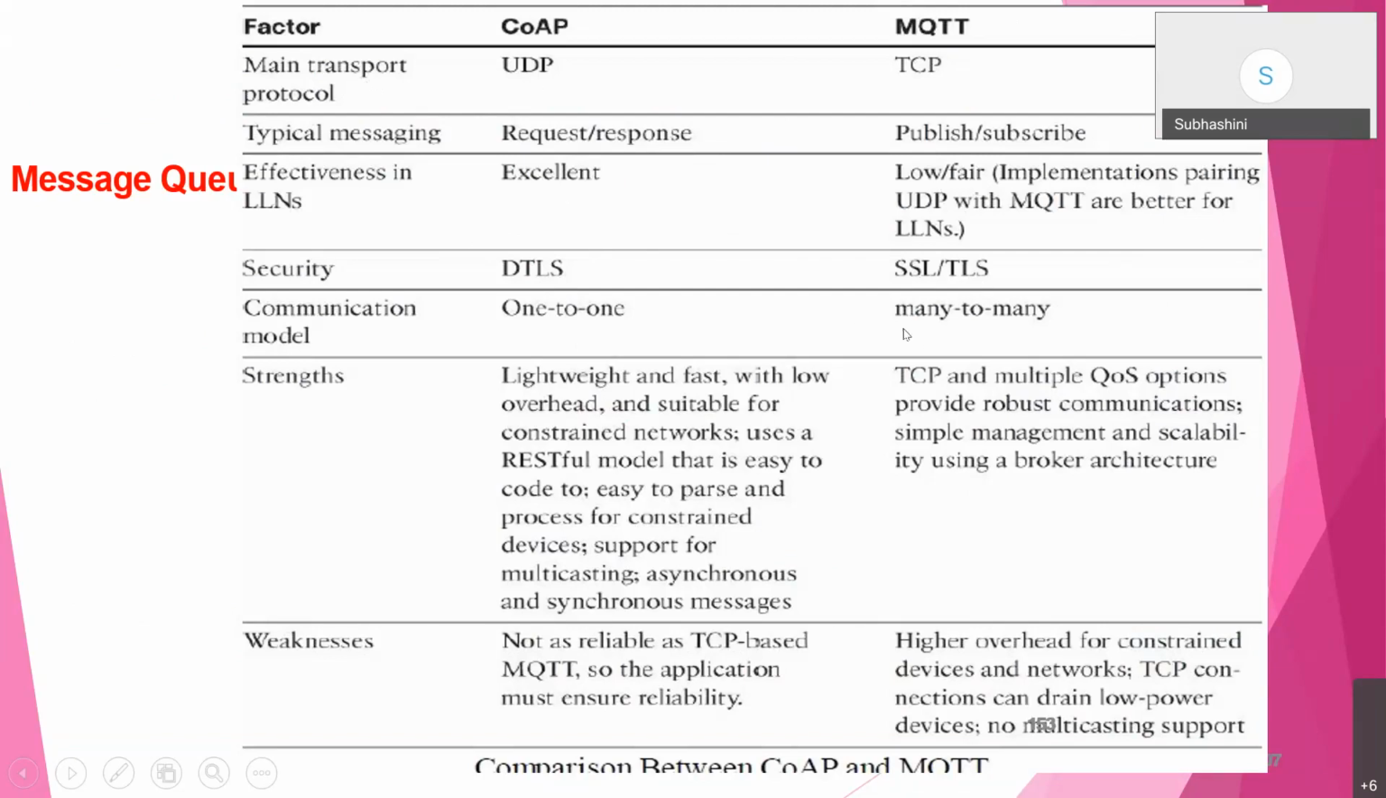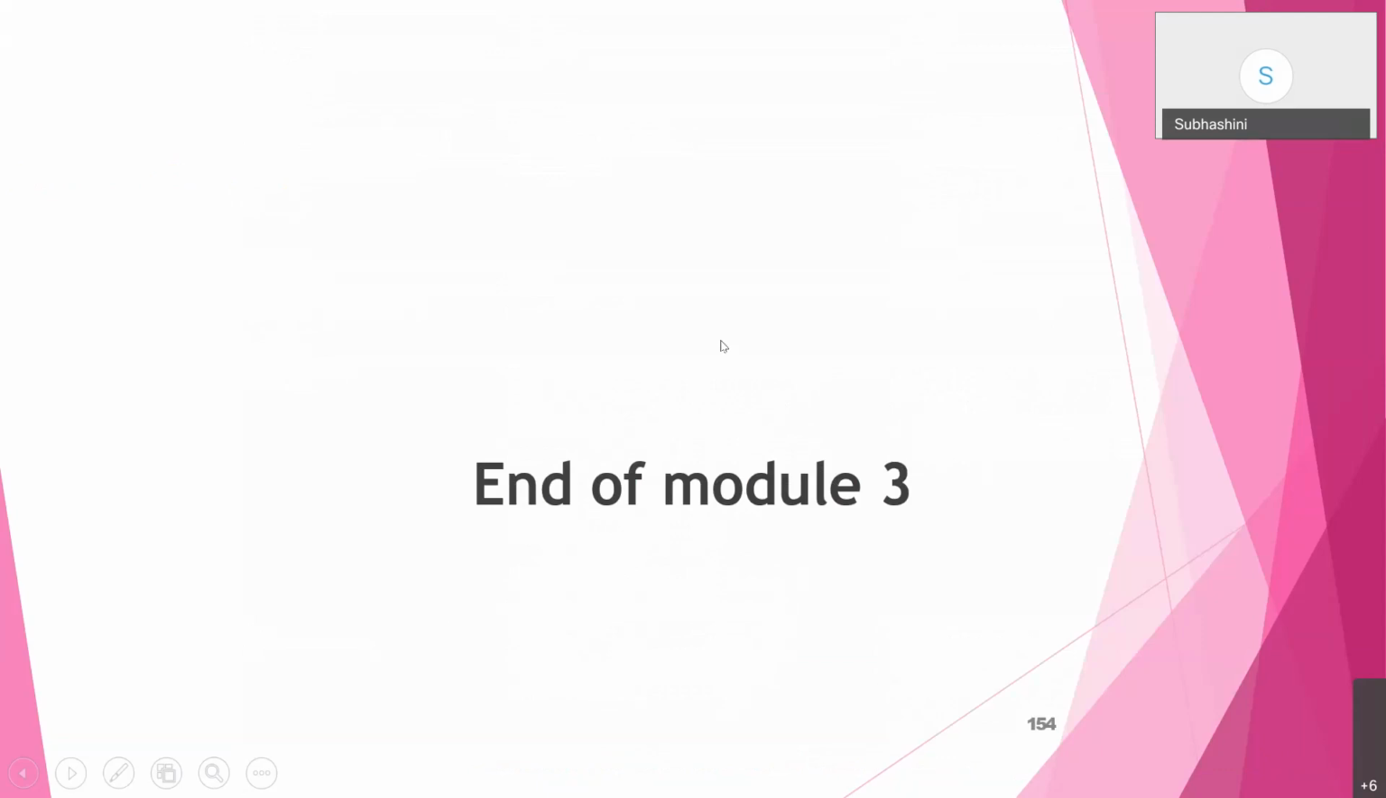Communication model is one-to-one for CoAP, and here it is many-to-many. CoAP is lightweight, whereas MQTT is a bit heavy because it is reliable and uses TCP. As for weakness, CoAP is not reliable because it uses UDP, whereas MQTT is found to be reliable when compared to CoAP. So these are some of the differences. And with this, we come to the end of module 3.